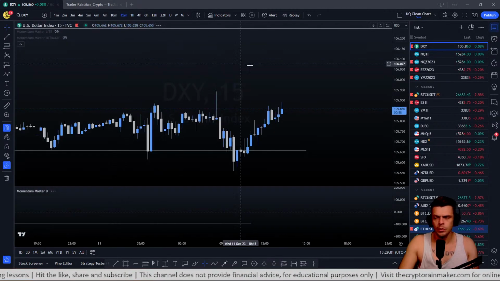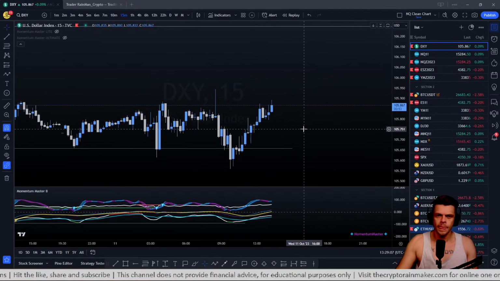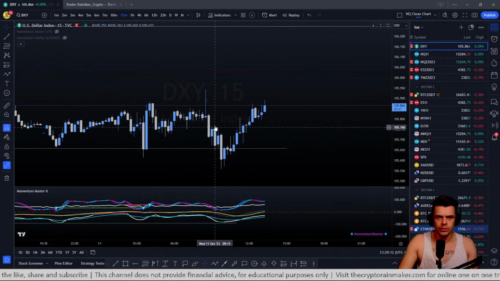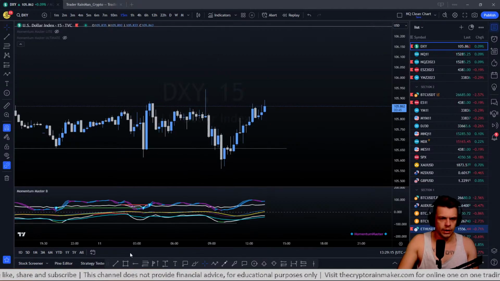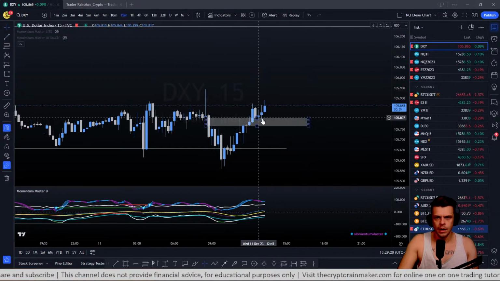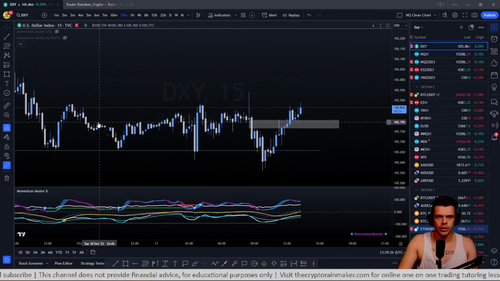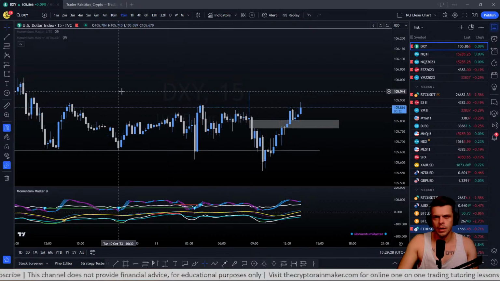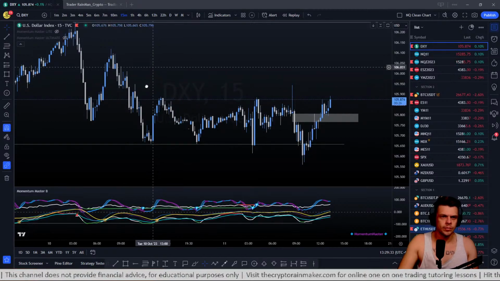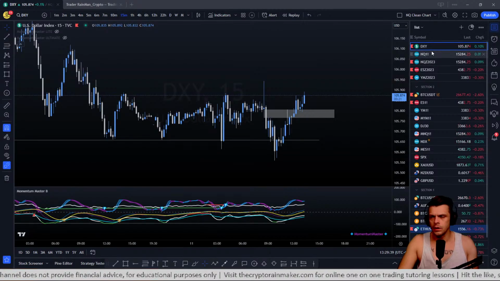Let's see what the 15-minute is doing. Okay, so the 15-minute broke through this little bearish fair value gap, came back, and kind of tested it as support. So even the dollar is just kind of chopping around in anticipation of the meeting minutes in about 30 minutes from now. All right, so let's quickly go back to the Nasdaq.